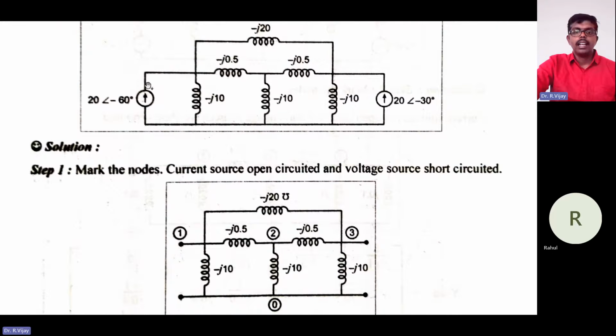How many nodes are there? Here one node is there, two node is there, three node is there. Sorry, one, two, and three. Three nodes are there. This you can take as zero node. Zero node has no value.